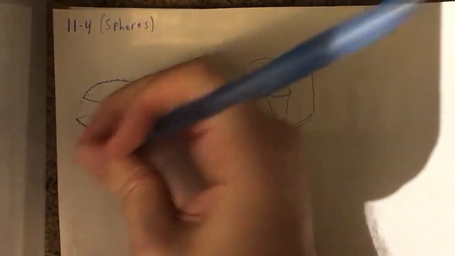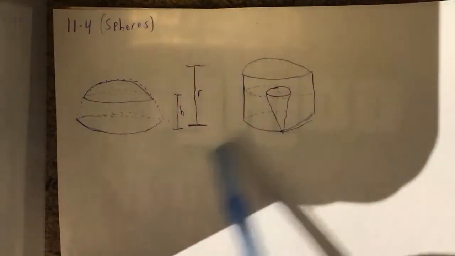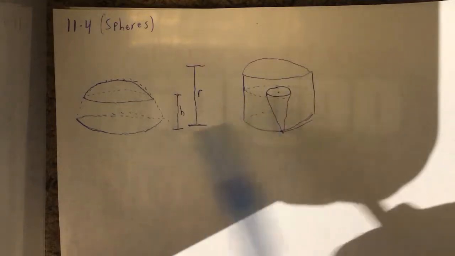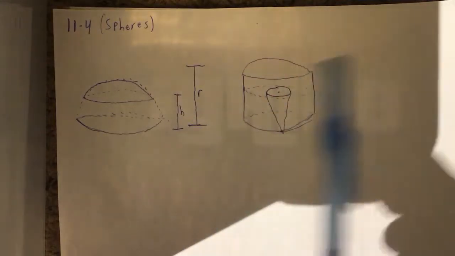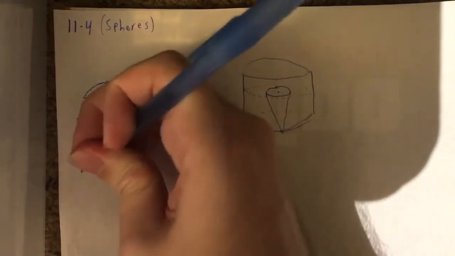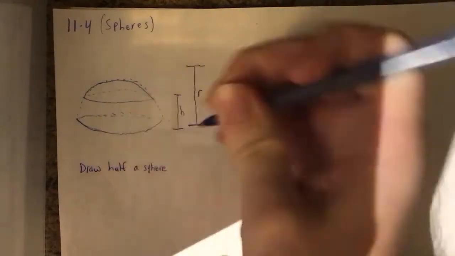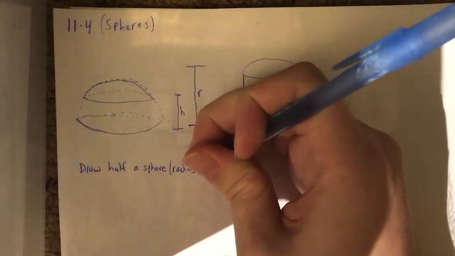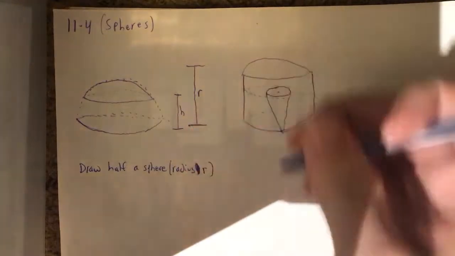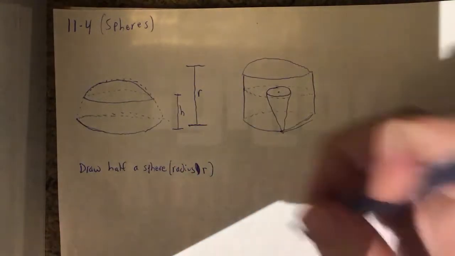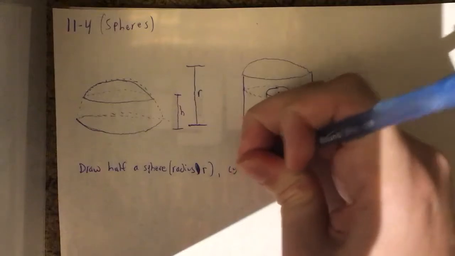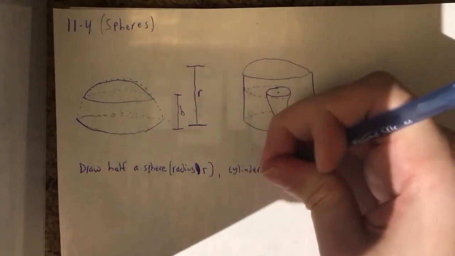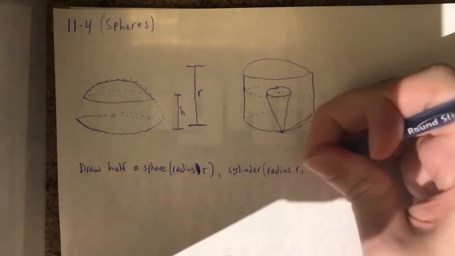So I drew the two pictures. Again, I'm not the best artist, so I had to draw this ahead of time to make sure I didn't mess up anything. So I draw half a sphere, and I'm going to have it have radius r, and my cylinder will also have radius r and height r.